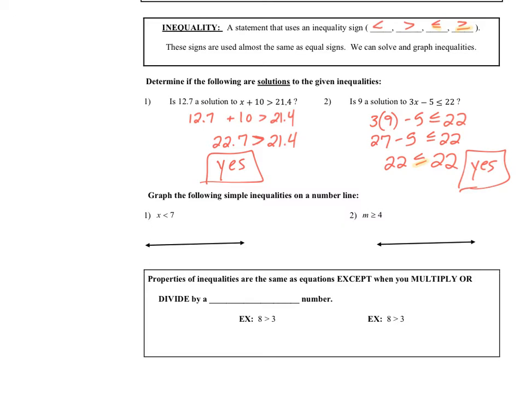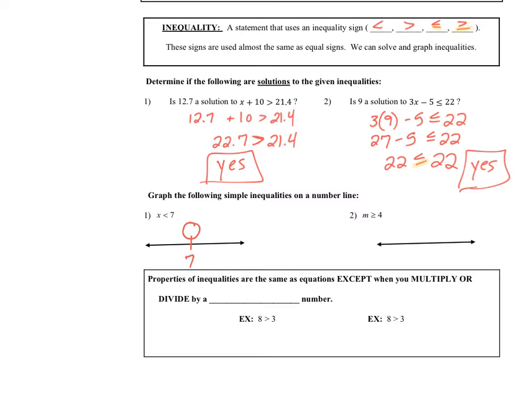How we graph inequalities. To keep it simple, if we say like number 1, it says x is less than 7, I like to put a dash and put 7. You don't have to make a bunch of tick marks and start with 0 and go up to 7. Just put 7 in the middle. If it says x is less than and there's no equal sign below, that means it's going to be an open circle.